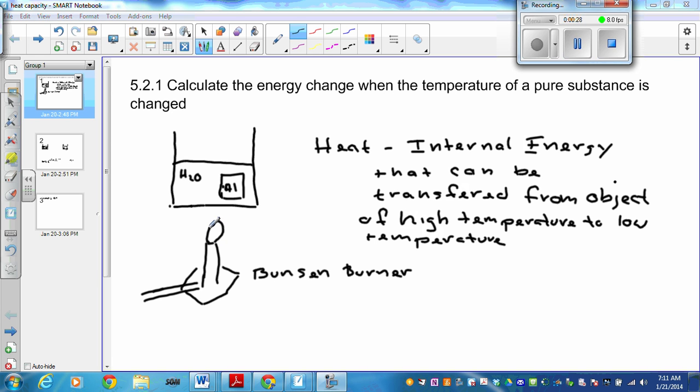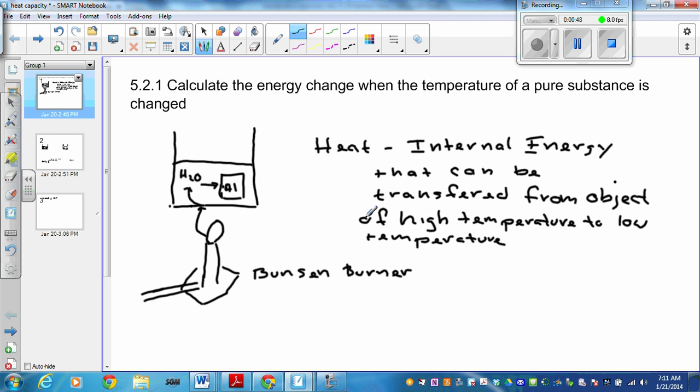And as the Bunsen burner operates, heat is going to be transferred to the beaker. And then the beaker is going to warm up, conduction will occur, the water will begin to heat up. And as the water heats up, heat is transferred to the block of aluminum.